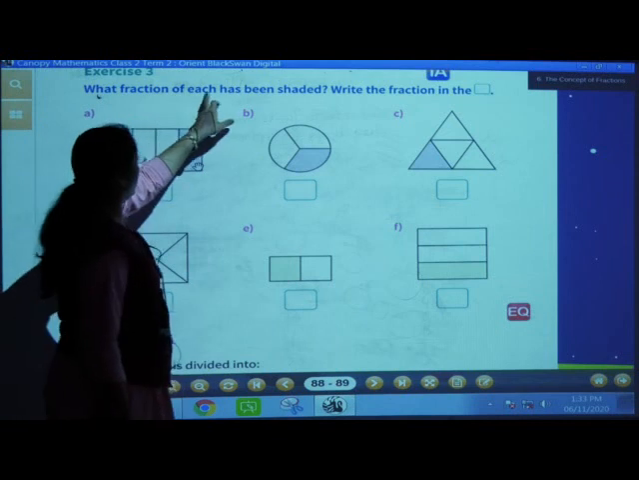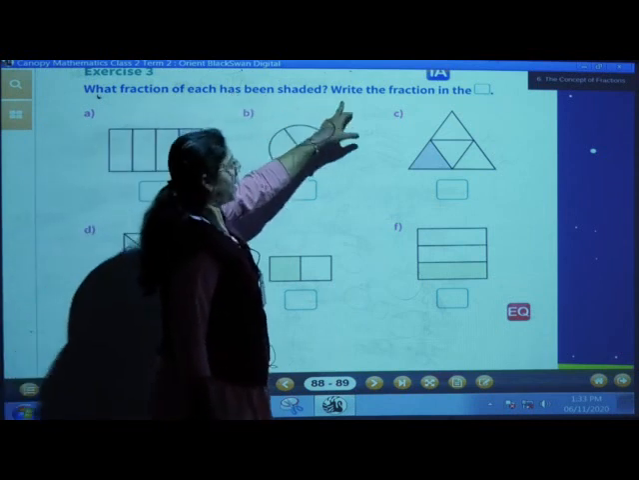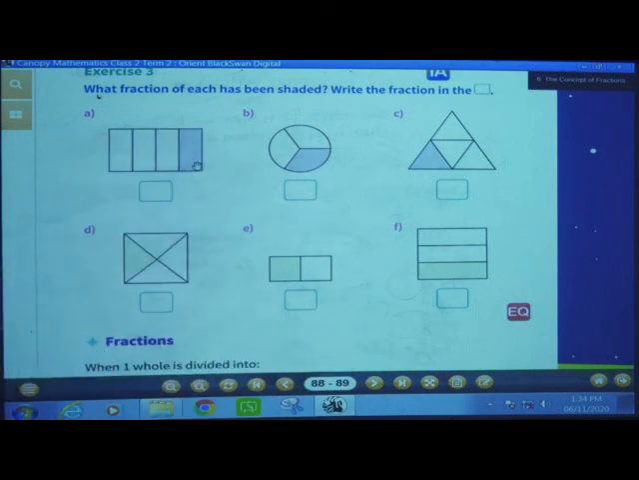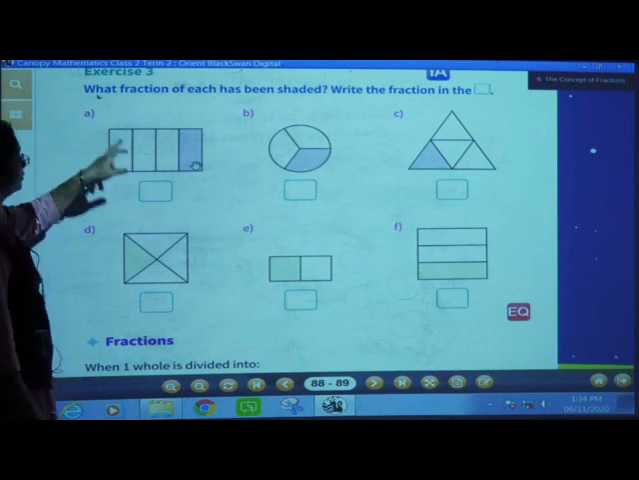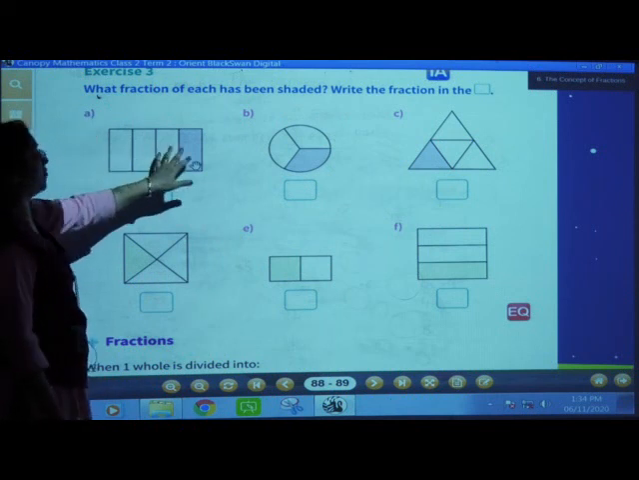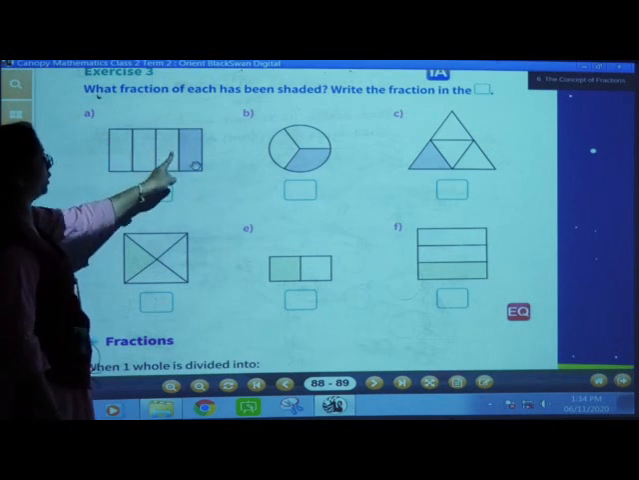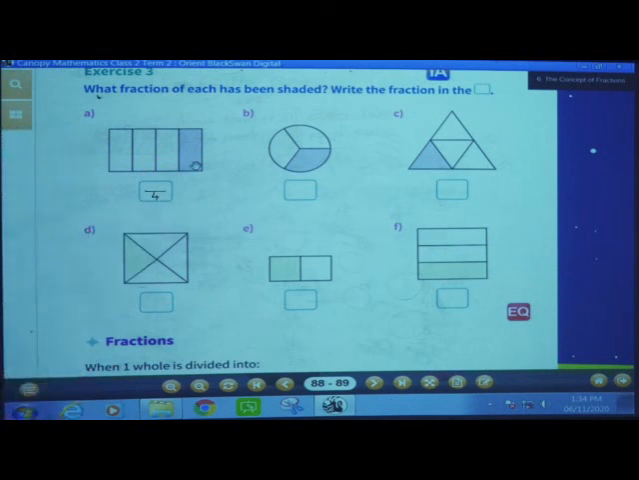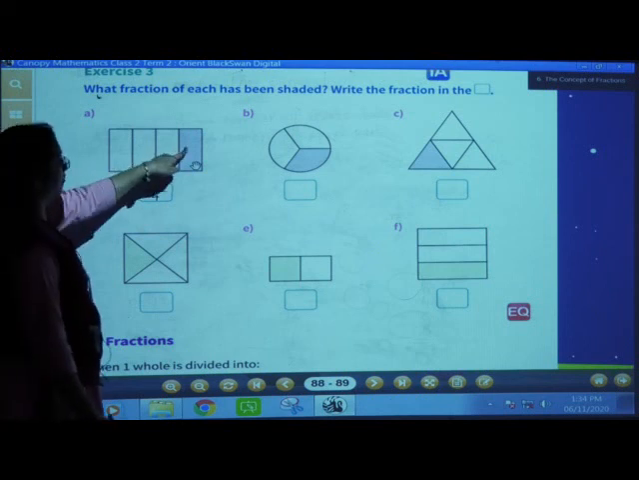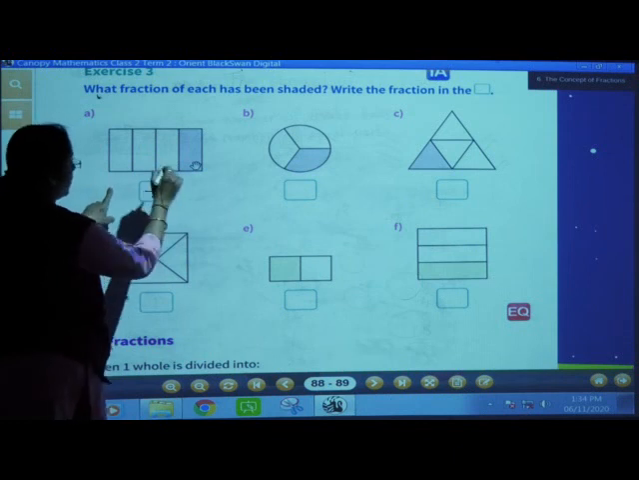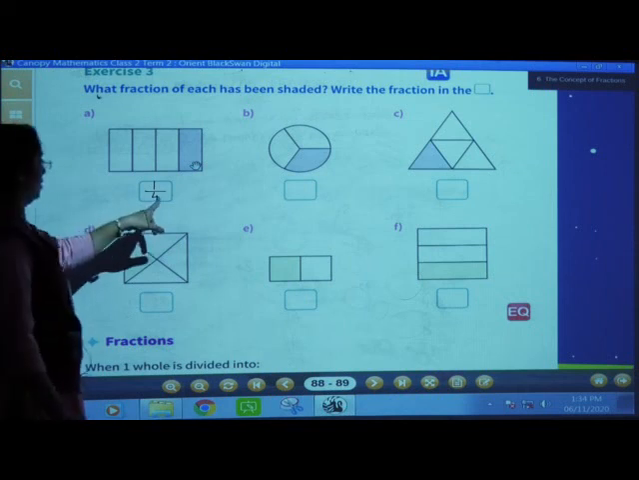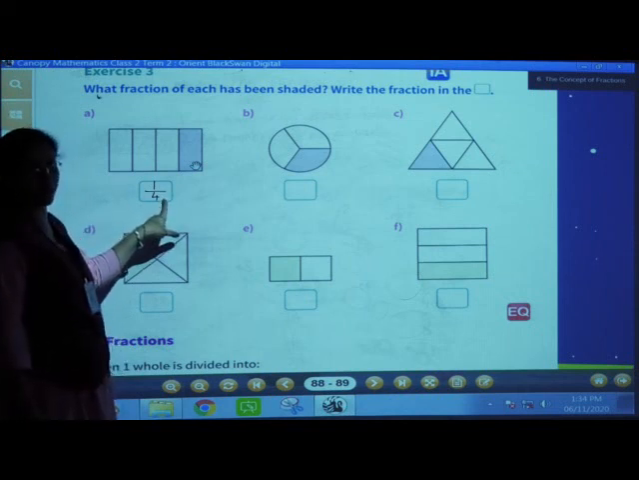What fraction of each has been shaded? Write the fraction in the box. First one, A. Tell me how many equal parts are here? 1, 2, 3, 4. So write down 4 here, downside, and the shaded part is 1. So this is 1/4 or quarter.